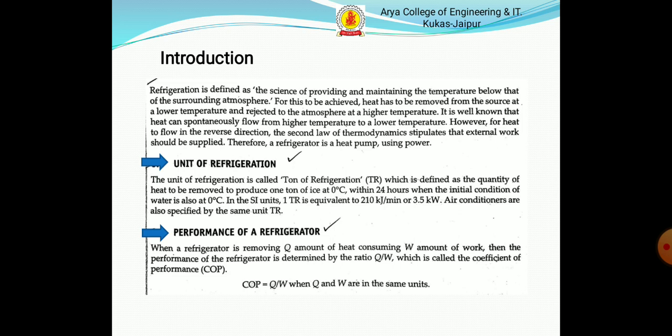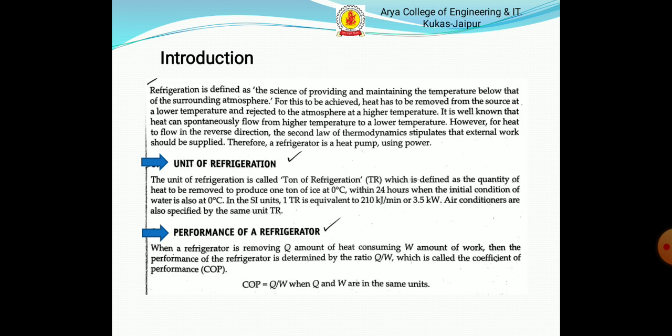The unit of refrigeration is called the ton of refrigeration, which is defined as the quantity of heat to be removed to produce 1 ton of ice at 0 degree centigrade within 24 hours, when the initial condition of water is also at 0 degree centigrade. And in SI units, the value of 1 TR is equal to 3.5 kilowatt, and air conditioners are also specified by the same unit.